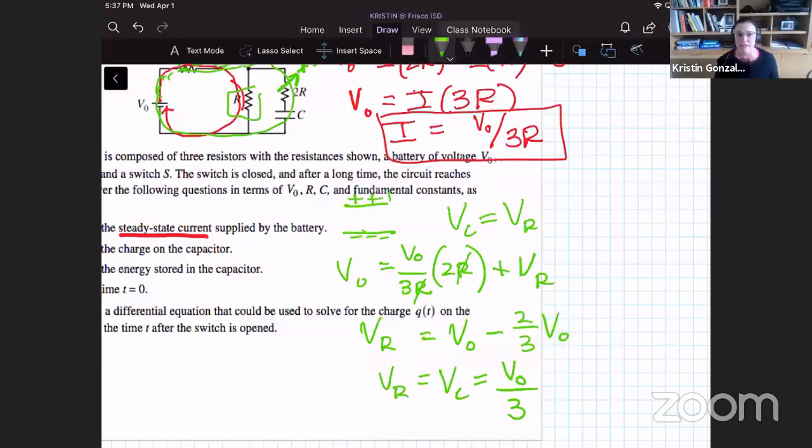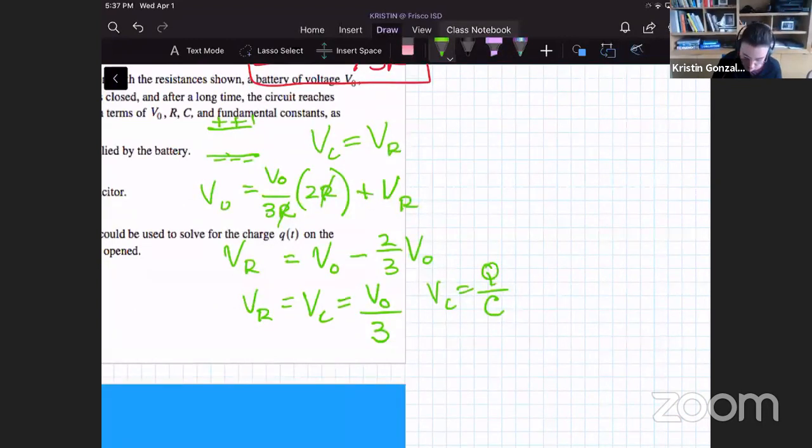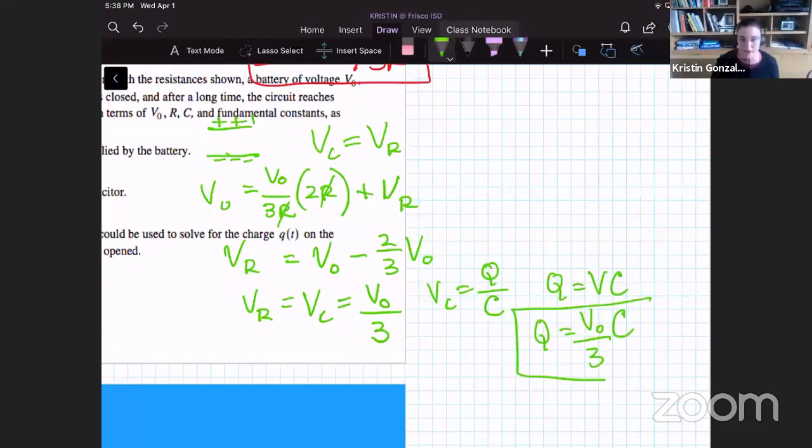Now, how can I use that to get the charge? Again, we know that the potential difference across the capacitor is equal to Q over C. So then my Q is equal to the voltage times the capacitance. The charge is going to equal V0 over 3 times C. That would be our equation for the charge that's stored on that capacitor.